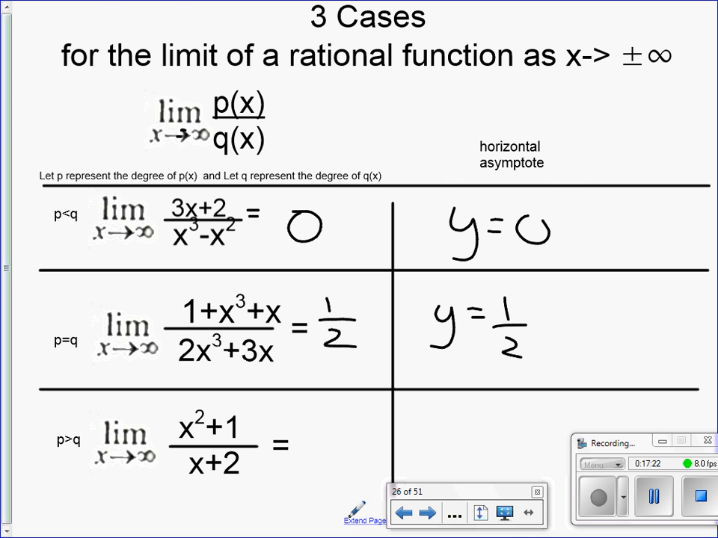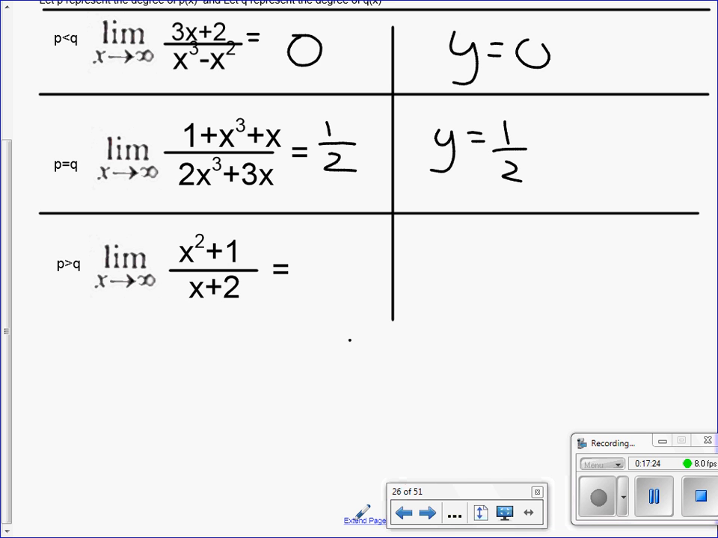Last case. Sometimes they have a rational function, and the degree in the numerator is greater than the degree in the denominator. Okay. In this case, if you divided through by x squared first, and then took the limit, do you see what you would get?